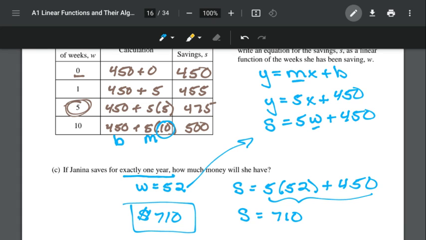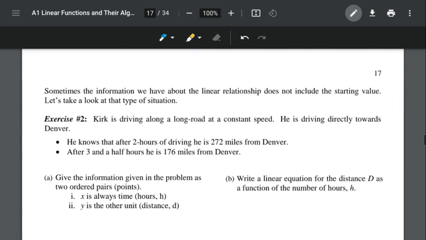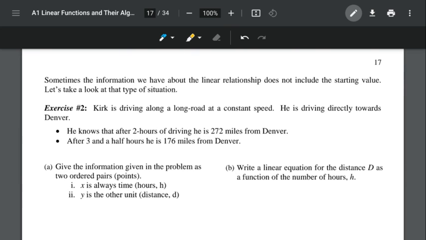We're going to do one more in this lesson. Same thing, we're still doing y equals mx plus b, but remember, different type of problem. So in this case, we do not have an m, and we do not have a b, but they got to give us something. So for exercise 2, Kirk is driving along a long road at a constant speed.